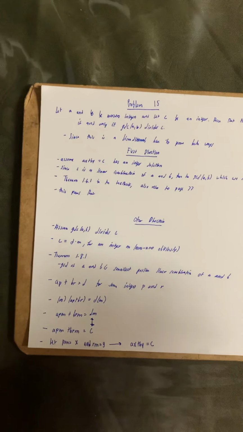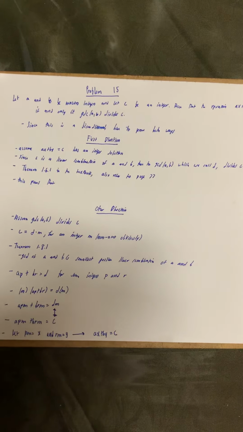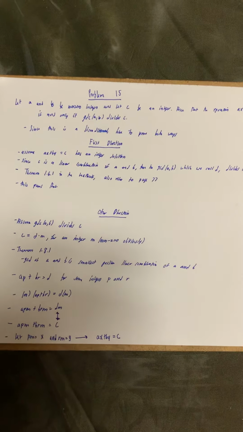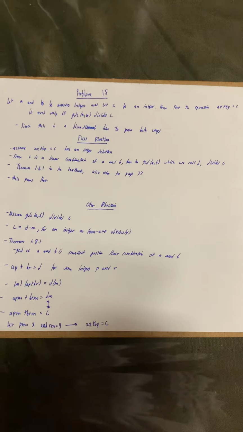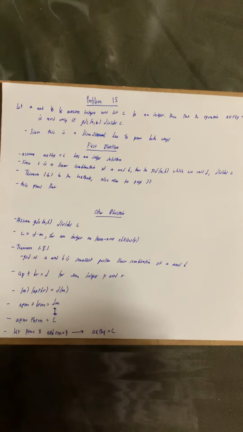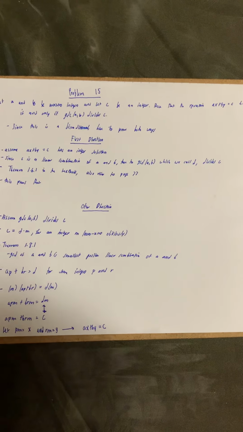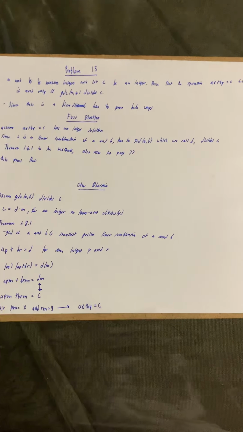That's all we need to prove. So now we have to prove the other direction: if the greatest common divisor of a and b divides c, then ax + by = c has an integer solution. So let's assume that the greatest common divisor of a and b divides c. That means c = dm for an integer m, which is non-zero, obviously.